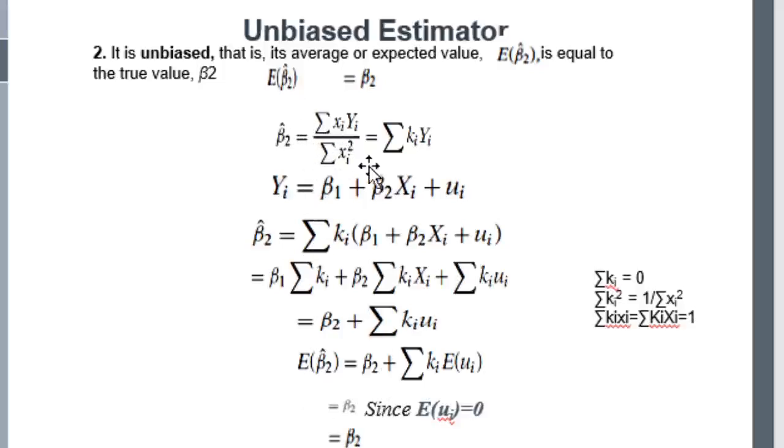That is, we started here with this equation, then replaced it with the linearity form, sigma ki yi, then replaced yi by the linear equation beta 1 plus beta 2 xi plus ui, then multiplied the whole term and rewrote the equation as beta 2 cap equal to sigma ki times beta 1 plus beta 2 xi plus ui. Then we took the expectation using the important properties of ki, and finally we get that the expected or average value is equal to the true parameter beta 2. This is the unbiasedness property.